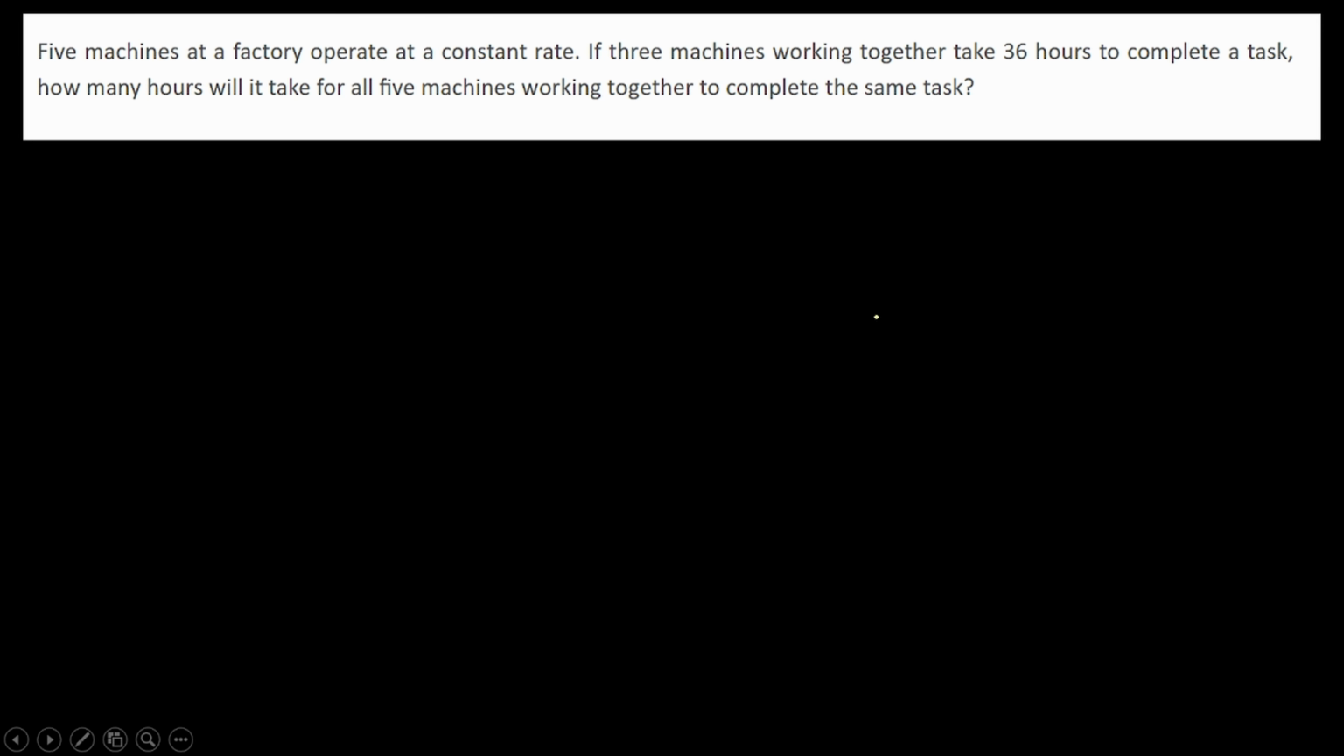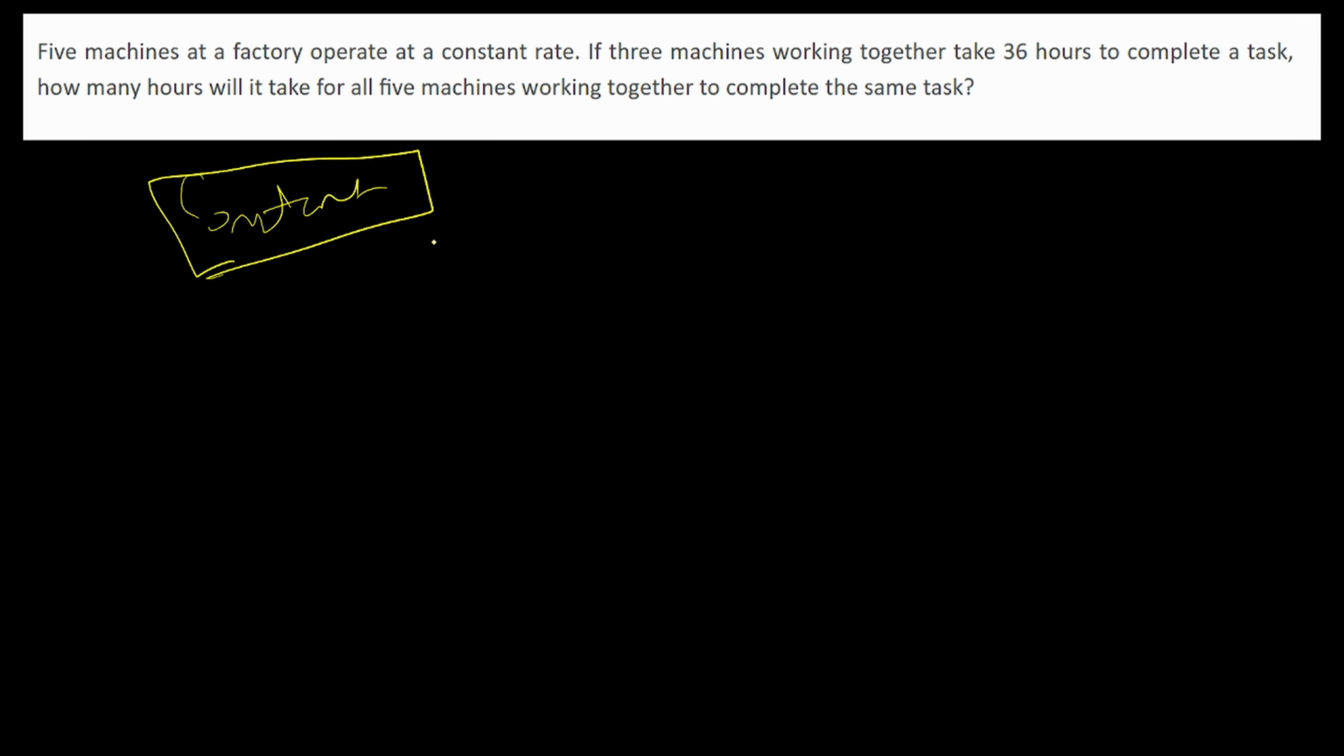Now let's talk about machines. 5 machines in a factory operate at a constant rate. Are you able to understand? What I told you guys, constant rate actually means equal rates. Let me give you one more differentiator for how you can identify between the individual and the grouping method. One is group, one is individual.